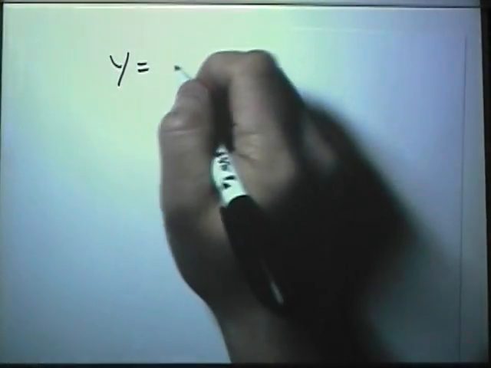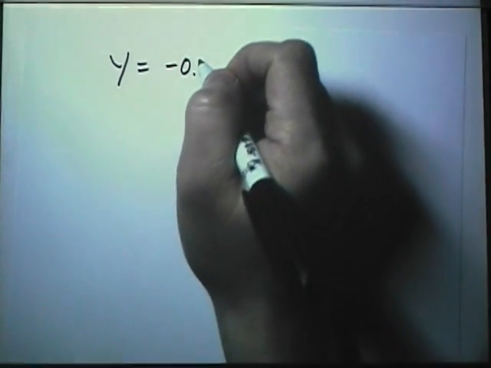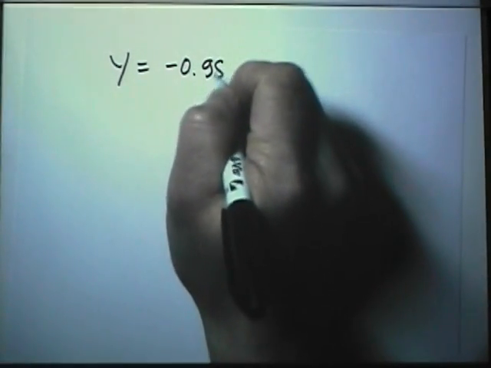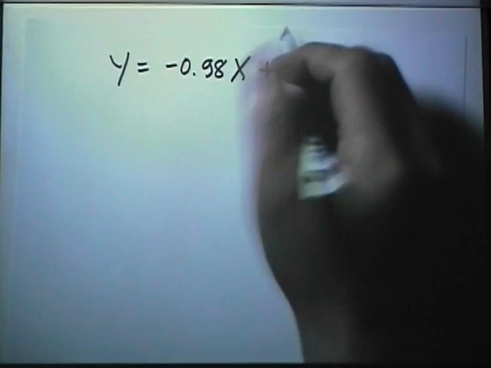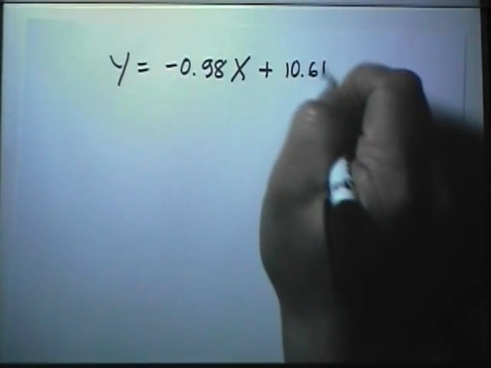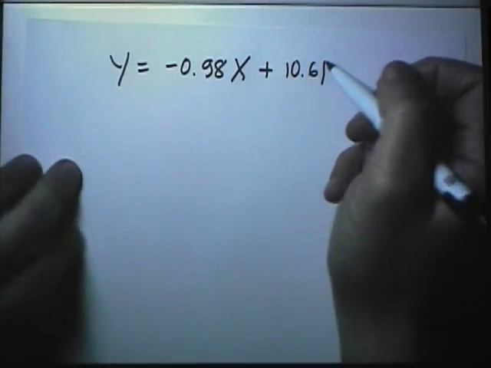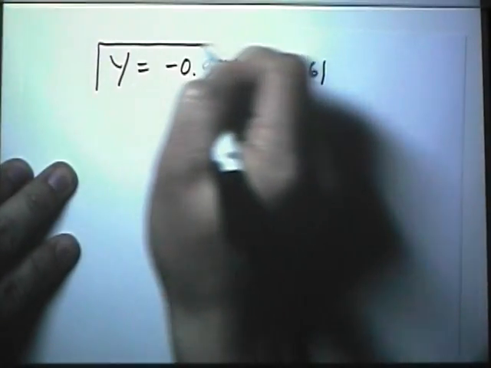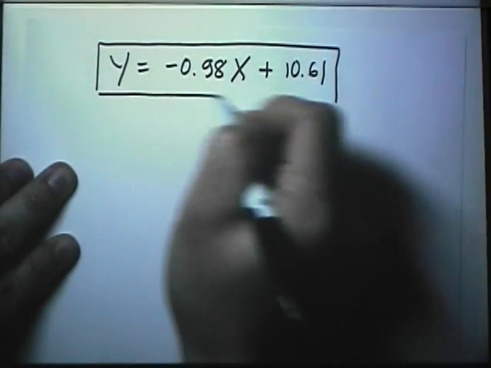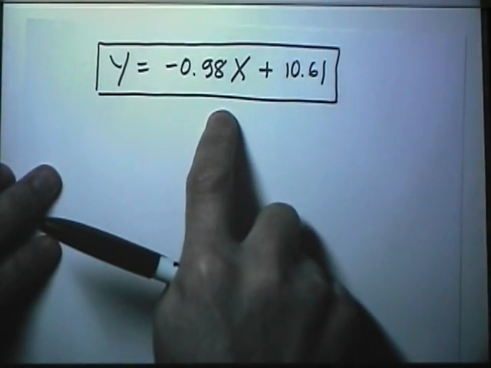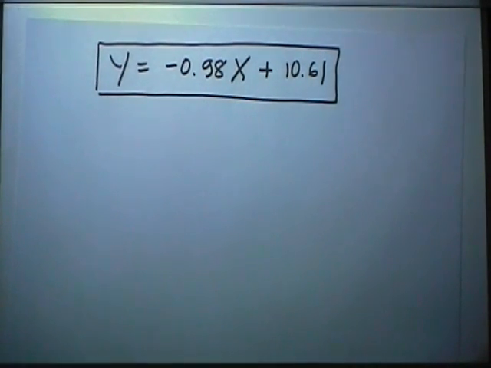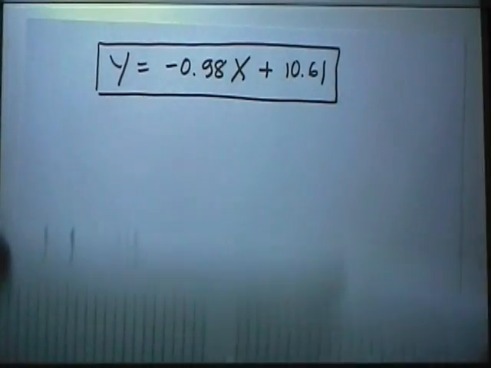So the equation is y equals minus 0.98x plus 10.61. Okay. So that is the equation for the linear regression, the equation for the best fit line. And you are going to use that equation here to graph. So once again, we are going to look at how we can graph that together with the data points.